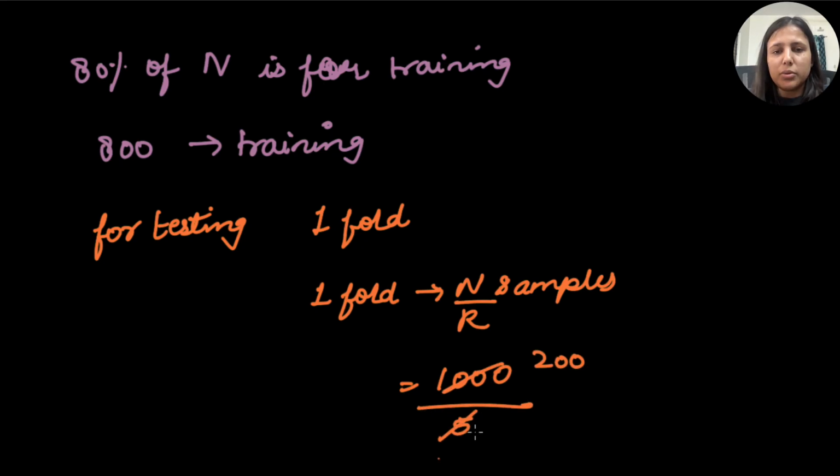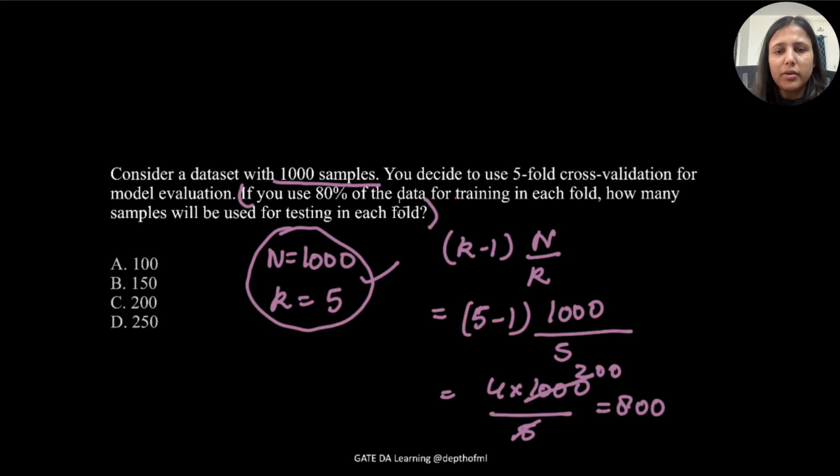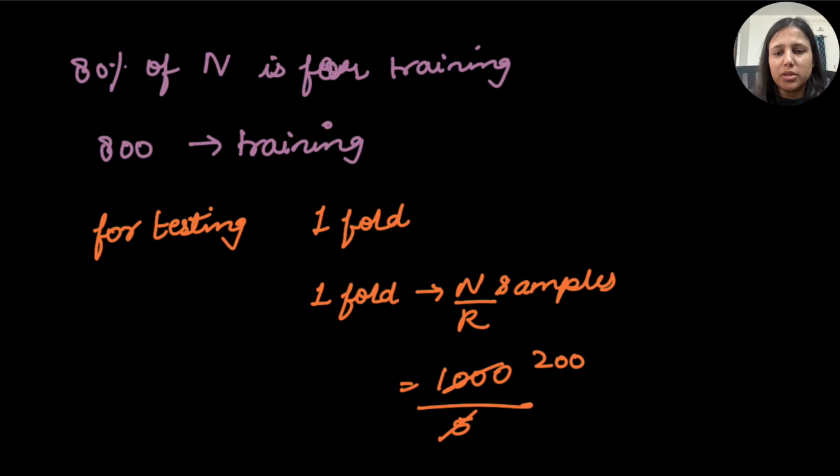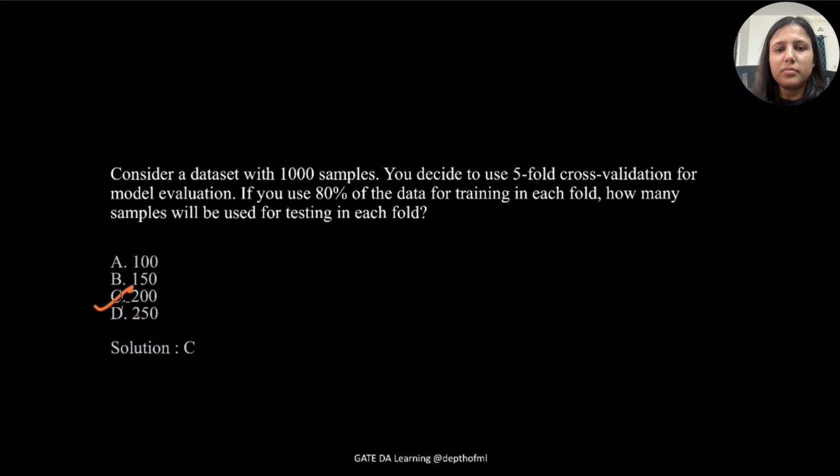So coming back to the question, we computed that the samples used for testing is just one fold, and one fold has n by k samples. n is 1000 here and k is 5, so it comes to 1000 divided by 5, as we just did on the previous slide, so this is equal to 200, okay? So 200 is our answer. Let's see what the answer is. The solution is C, correct. Okay, let's move on to the next question.